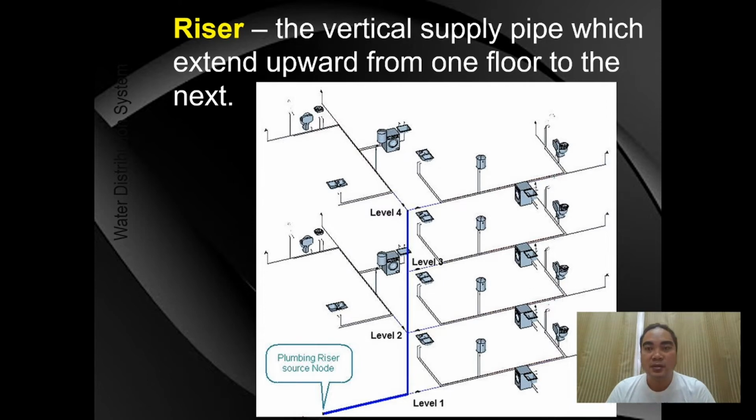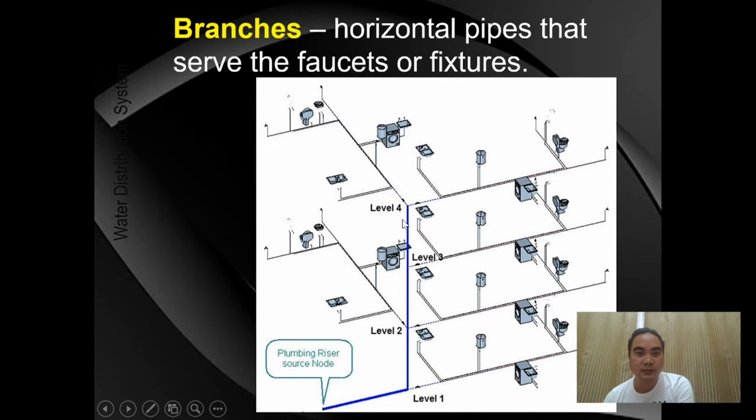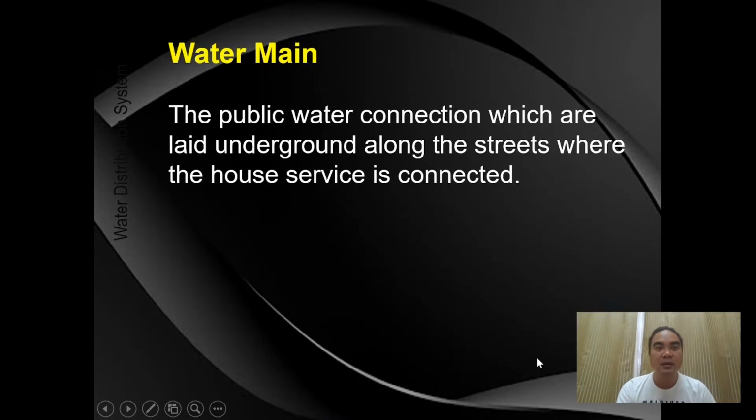Riser, the vertical supply pipe which extends upward from one floor to the next. Ito yung riser natin. Branches, horizontal pipes that serve the faucet or fixtures. Ito yung mga branches natin. Water main, the public water connection which are laid underground along the streets where the house service is connected.